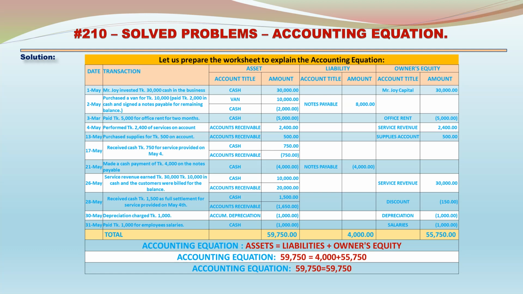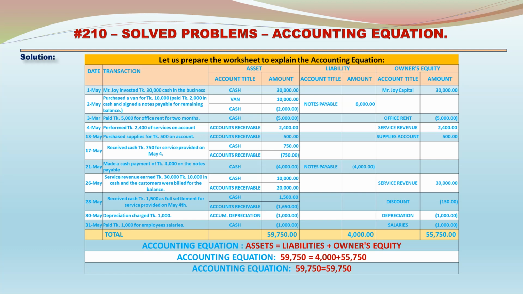May 3rd, paid TK 5,000 for office rent for 2 months. On the asset side cash minus 5,000 and owner's equity office rent minus 4,000. May 4. Performed TK 2,400 of services on account. On the asset side, accounts receivable debit 2,400, in the owner's equity service revenue 2,400.